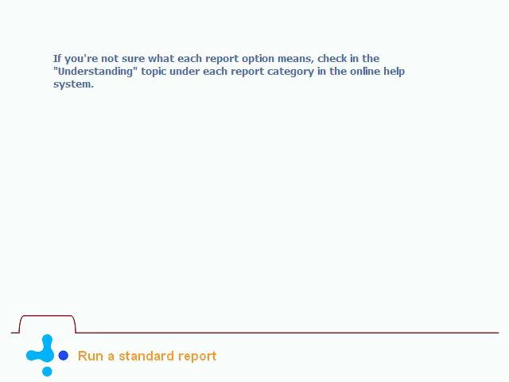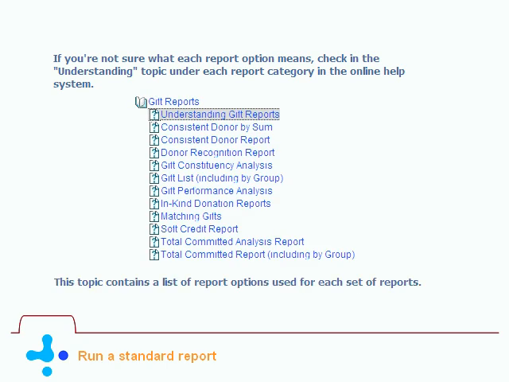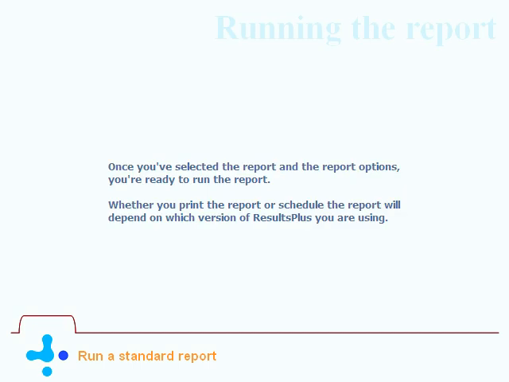If you're not sure what each report option means, check in the Understanding topic under each report category in the online help system. This topic contains a list of report options used for each set of reports. Once you've selected the report and the report options, you're ready to run the report.